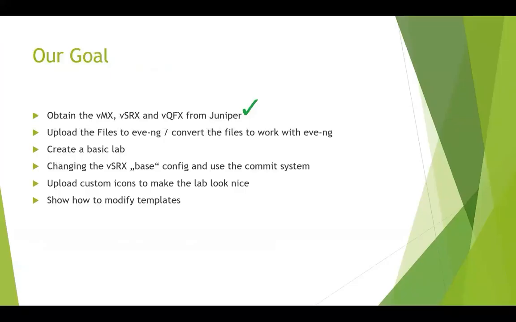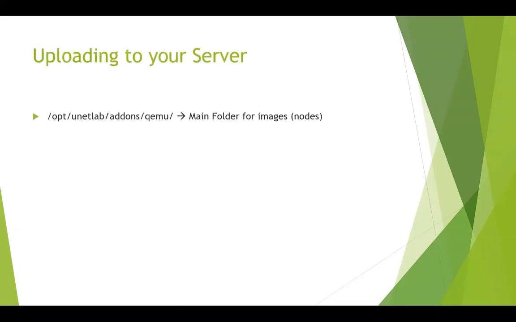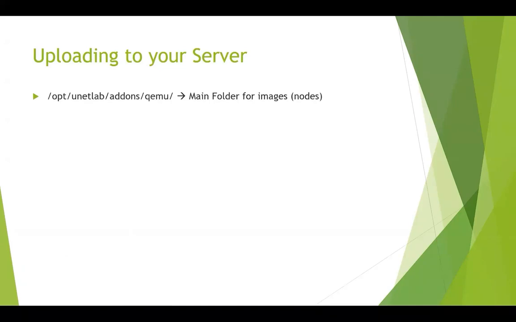So we've now obtained the images, we've downloaded them. They are downloaded to my laptop currently. So the next part that we need to do is we need to upload these files to our EVE-NG server and convert them if needed. So the main folder that we're working with is the opt/unetlab/addons/qemu folder. That is the one where you will find all your images. There will be some, like the VPC images will already be there.